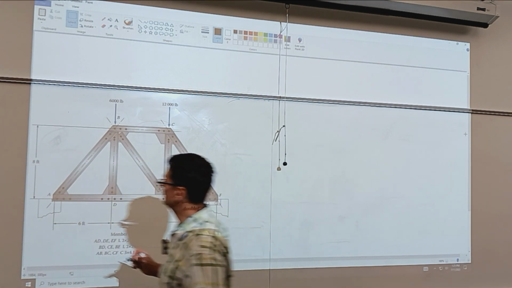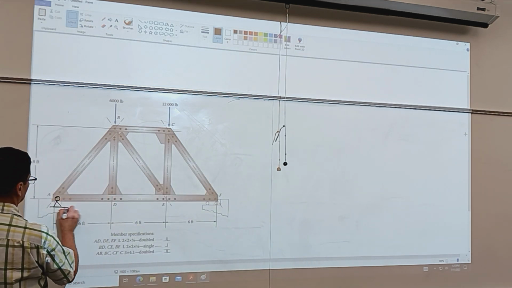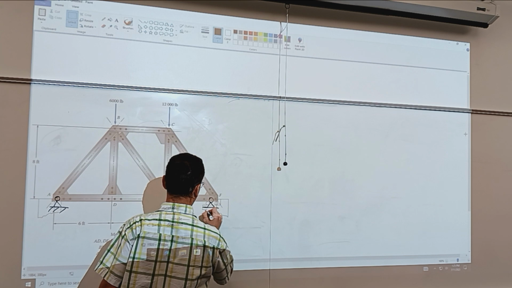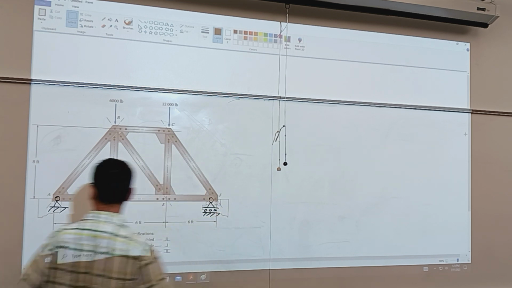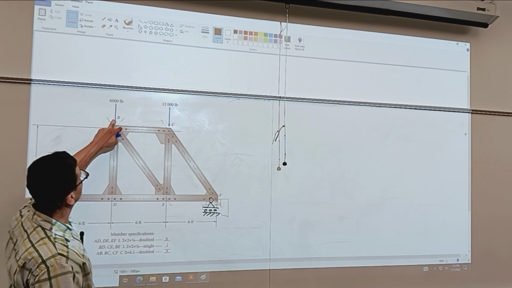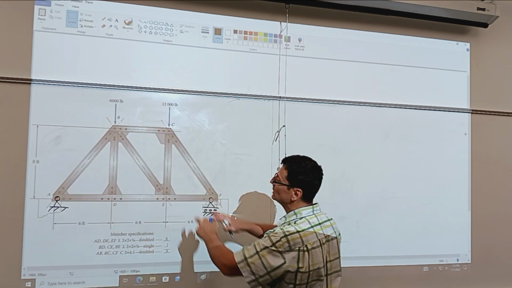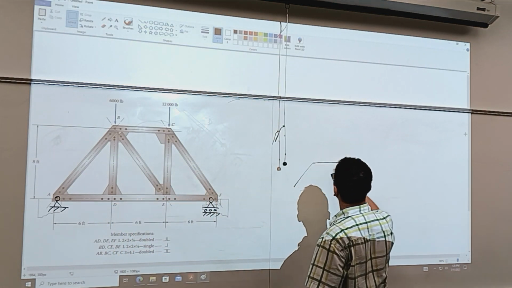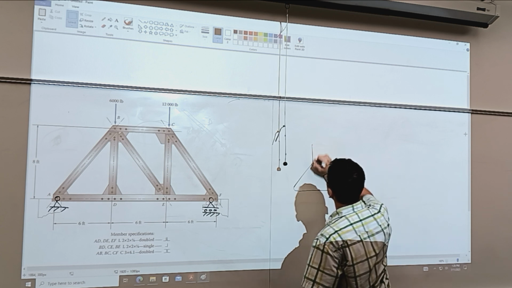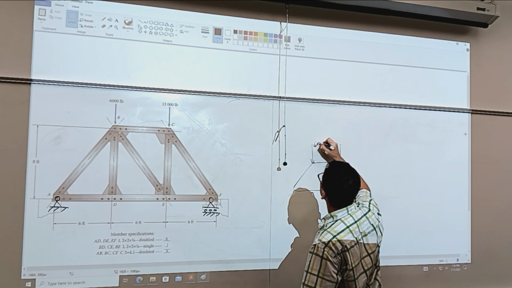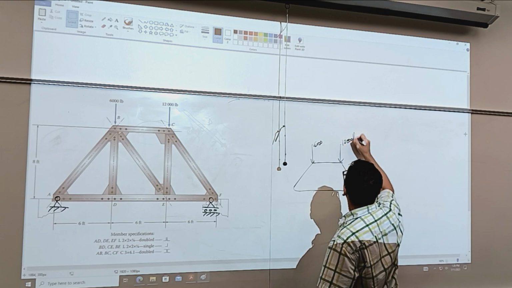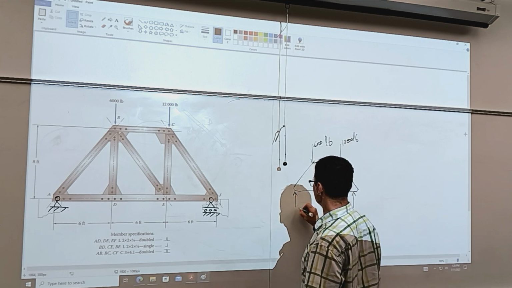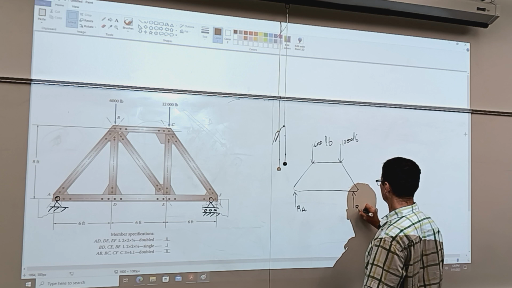So firstly, I need the reactions at the supports. Again, this is assumed to be a sliding pin. This is a fixed pin. And we have two loads. I can do a free body diagram of just the entire frame. Okay, so force and force. One is 600 pounds. One is 1,200 pounds. And then I have reaction at A, and I have reaction at F.